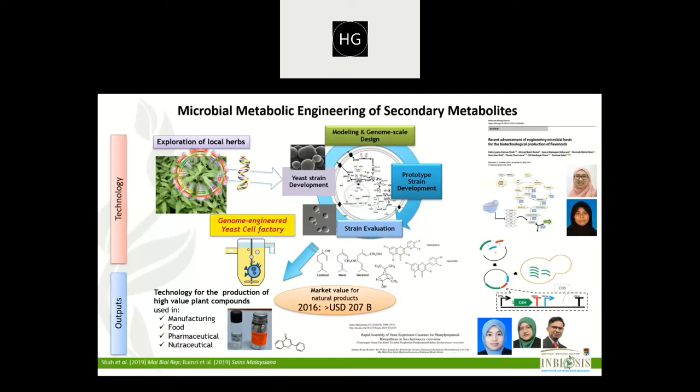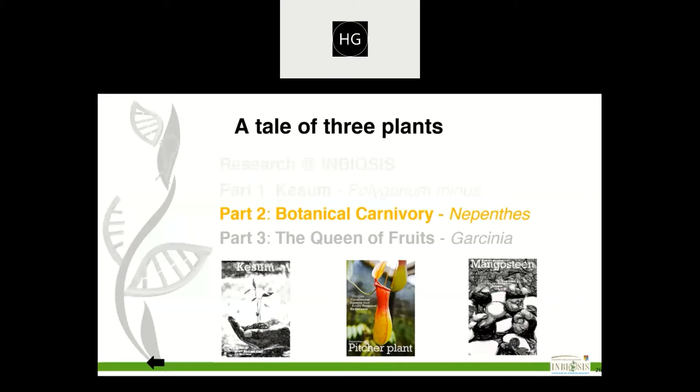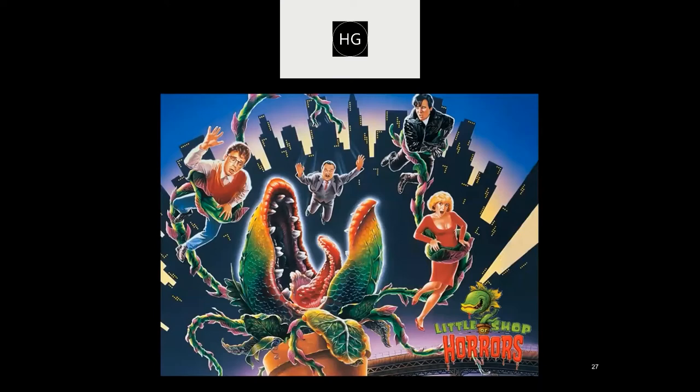Okay, so now the second part of the work, which is on botanical carnivory, the Nepenthes. I work a lot on Nepenthes, and this work is also a follow-up from Prof. Norma's work in the past. When you talk about botanical carnivory, you think of the Little Shop of Horrors, which featured a plant-eating human in the 1980-something. Until now, it's still very popular in Broadway musicals, I believe.